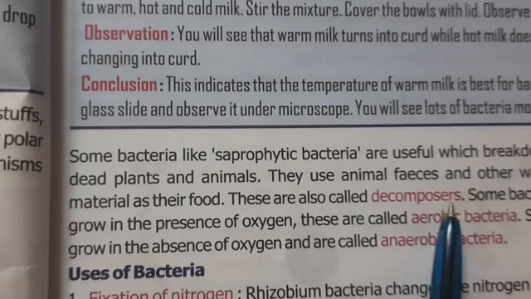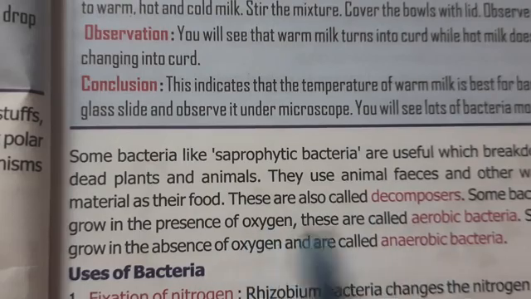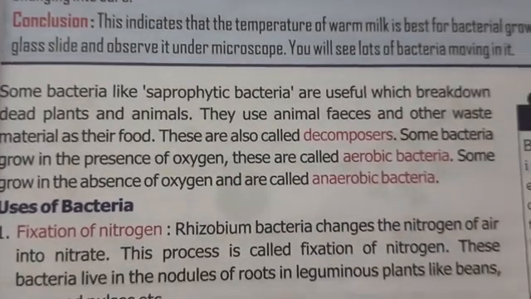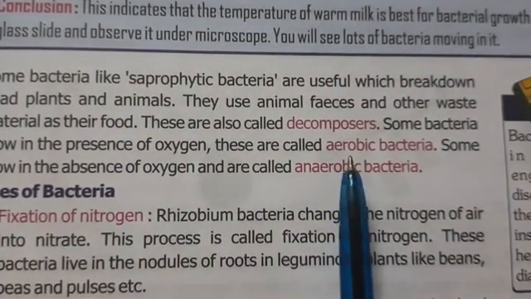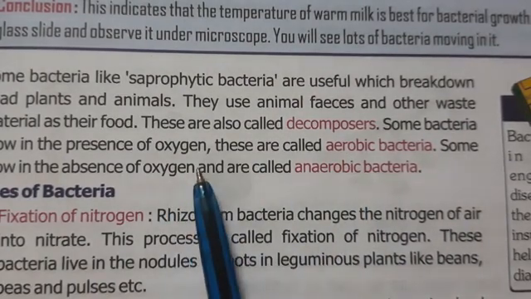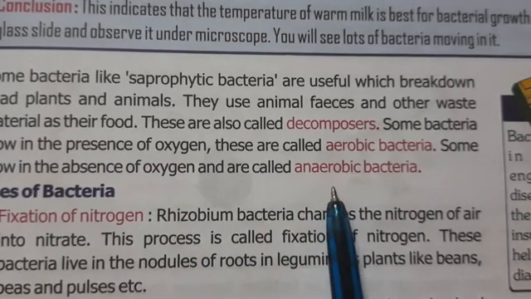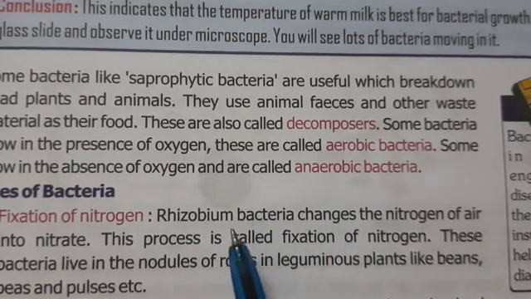Okay, they act on animal and human faces. And then last year you have already studied about aerobic bacteria and anaerobic bacteria. Aerobic bacteria means the bacteria which grow in the presence of oxygen, and anaerobic bacteria means which do not need oxygen, or you can say in the absence of oxygen.